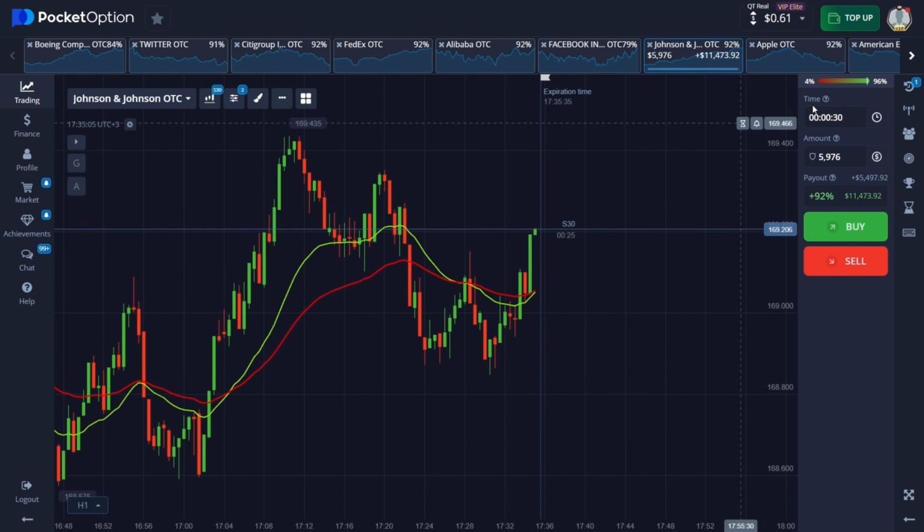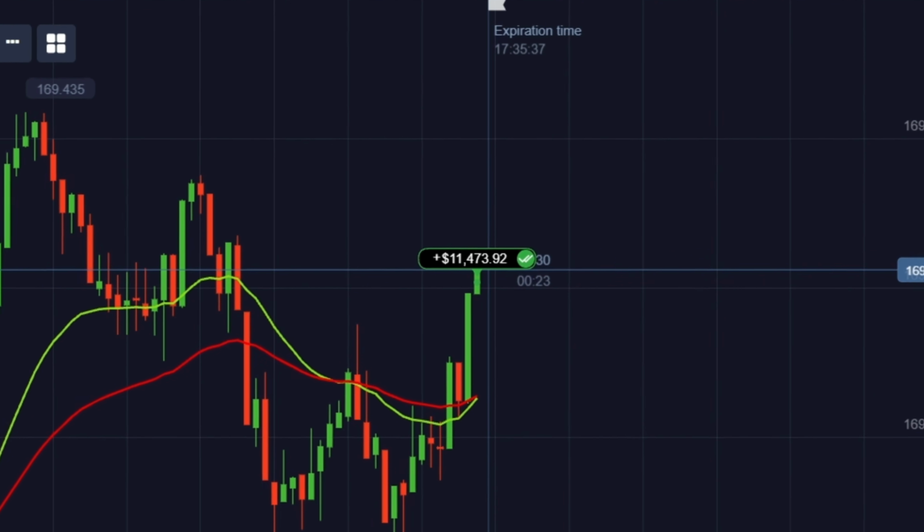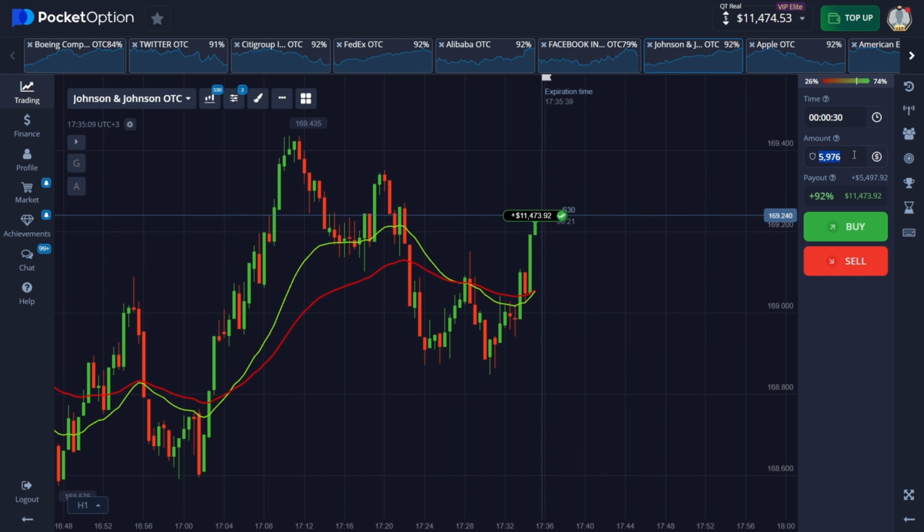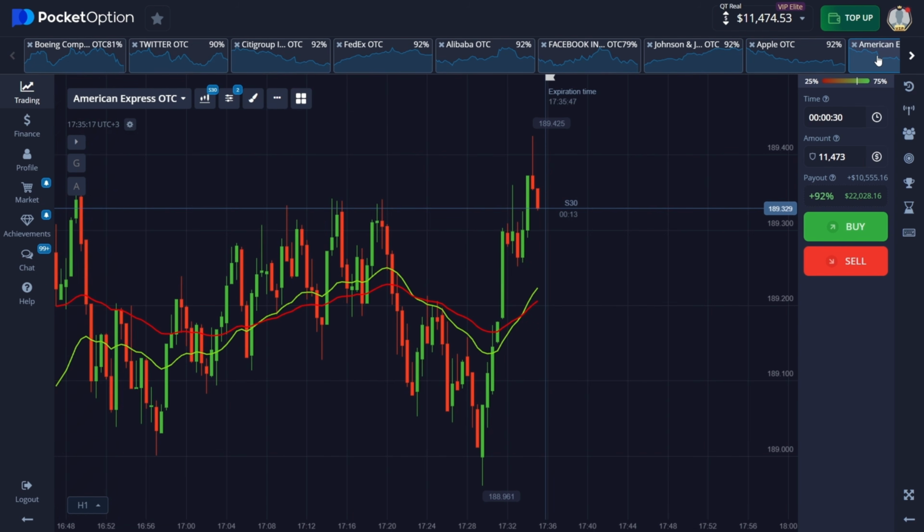And with only a few seconds left, it's a win. We won another trade, and my balance has turned into $11,474. Now we just need 1 more trade. If a good trade comes up, I will place it. We are close to our target.